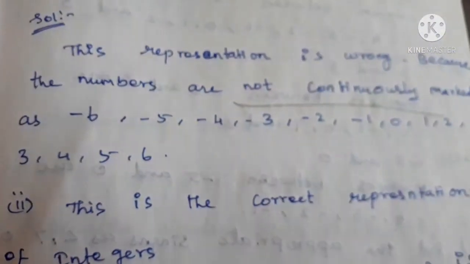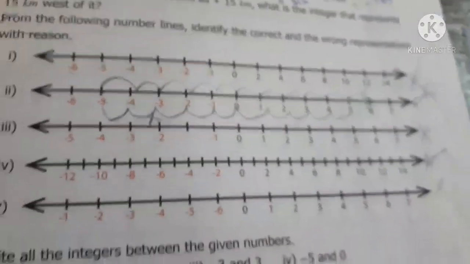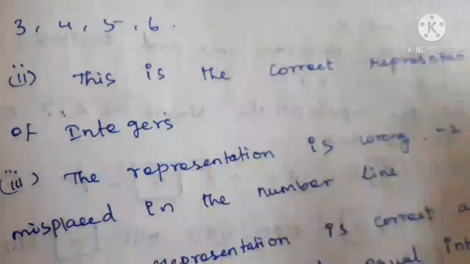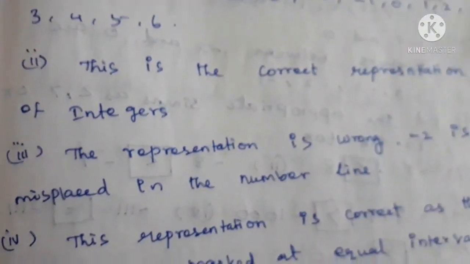Then the second one. You can note here minus 6, minus 5, minus 4, minus 3, minus 2, minus 1, 0, 1, 2, 3, 4, 5, 6, 7. It is perfectly marked. So the second one is the correct representation of integers.